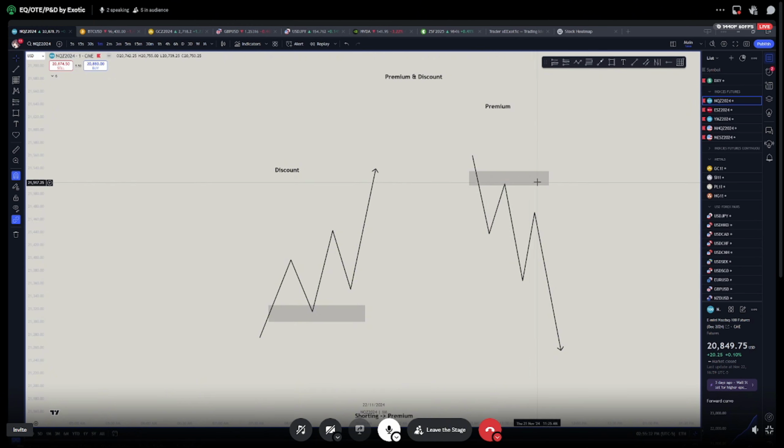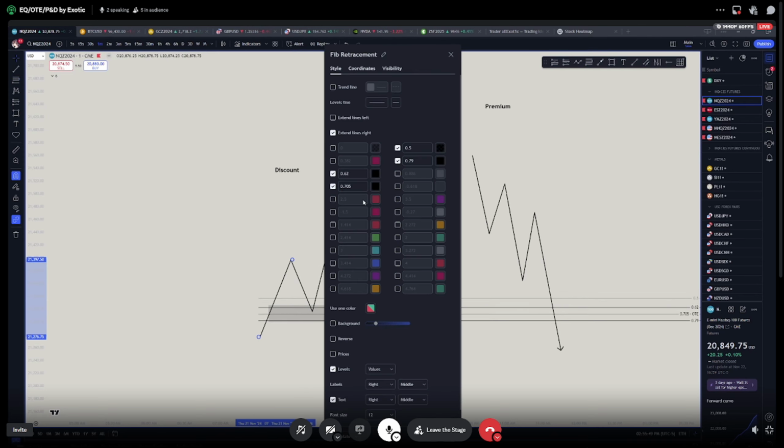Cool. So the next thing I'm going to go over, it's very similar to premium and discount, is going to be equilibrium as well as optimum trade entry. So optimum trade entry is basically just a few levels on the Fibonacci here. It's 0.62, 0.705, and 0.79. I'll send the pictures of this into the chat for you guys, in case you guys want to use this here.